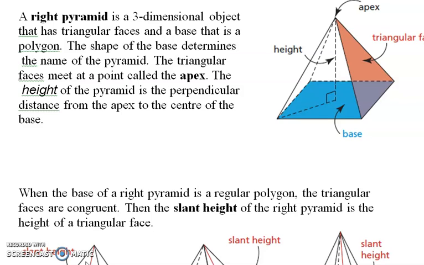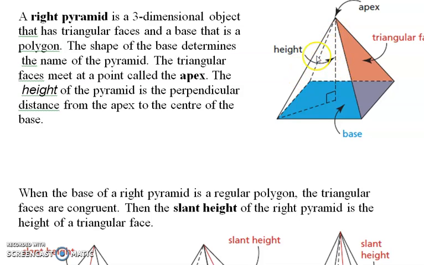So a right pyramid is a three-dimensional object that has triangular faces and a base that is a polygon. So the base can be a triangle, a square, a rectangle, a pentagon, and so on. The shape of the base determines the name of the pyramid. The triangular faces meet at a point called the apex, as you see here. All right, so there are all your faces.